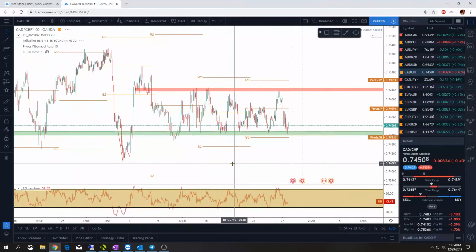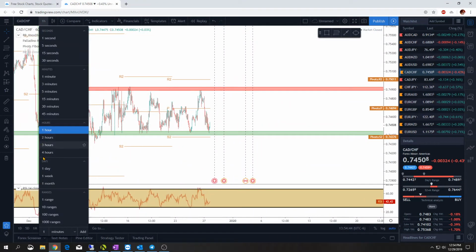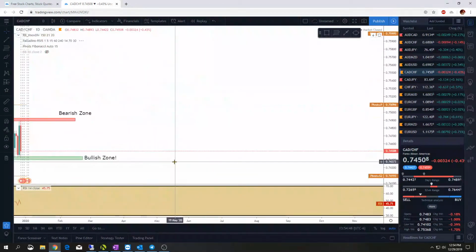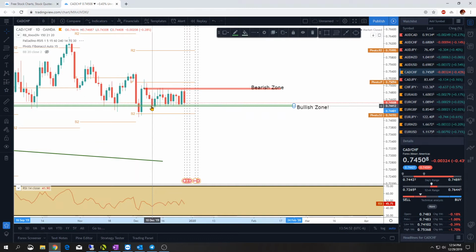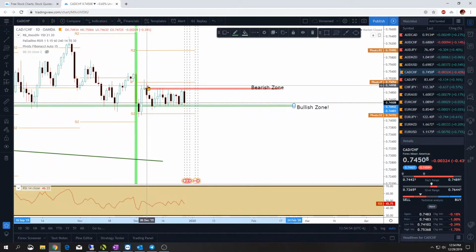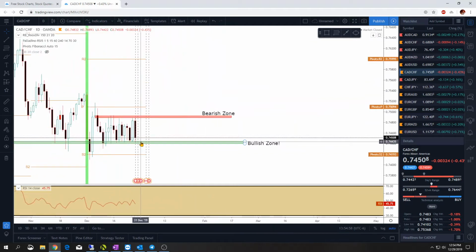Okay, I'm loving this pair right now because it's being very technically obedient. And what I mean by that is we have a really strong support and a really strong resistance, and price is pretty much respecting it quite nicely.